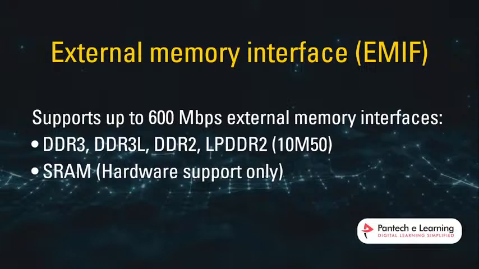As I already said, our FPGA board has a separate SRAM and DRAM. It is called the external memory interface. Our external memory interface supports speeds of up to 600 Mbps while transmitting and receiving data. The MAX10 FPGA mostly supports DDR3 memory, DDR3L memory, DDR2 memory, or LPDDR2 memory.